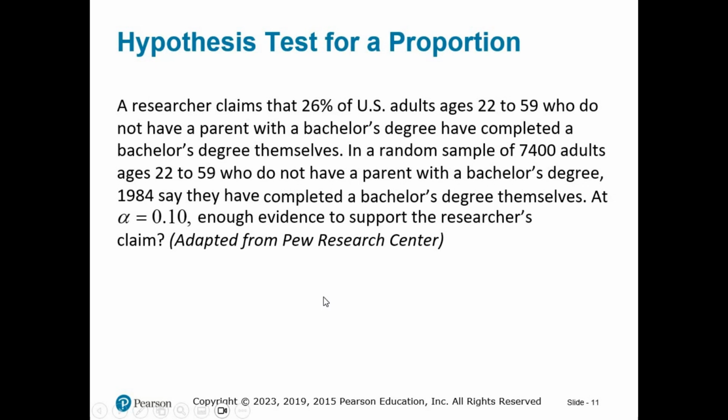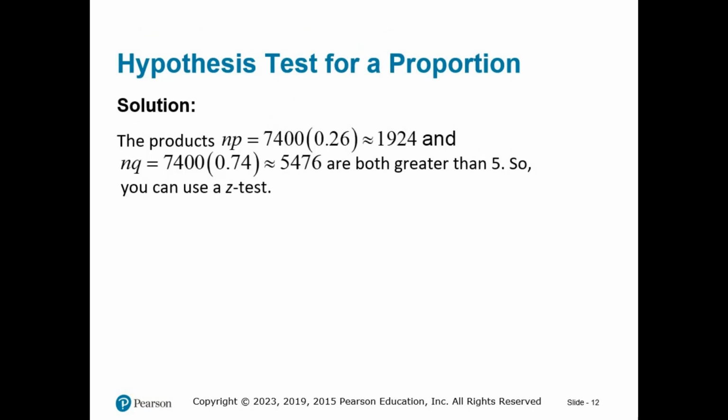Okay, so first we have to test the products. Our sample size is 7,400. What is p? p is 0.26. So what is q? That would be 0.74. So 7,400 times 0.26 is about 1924, and 7,400 times 0.74 is about 5476. And both of those are greater than 5, so we can use a z-test.